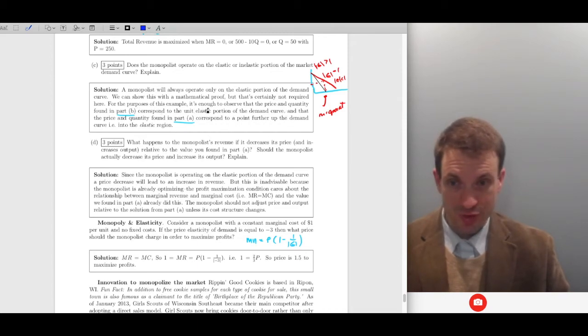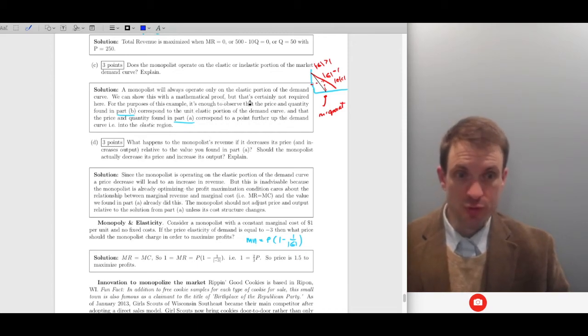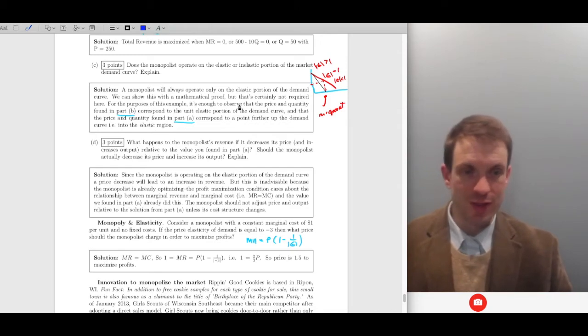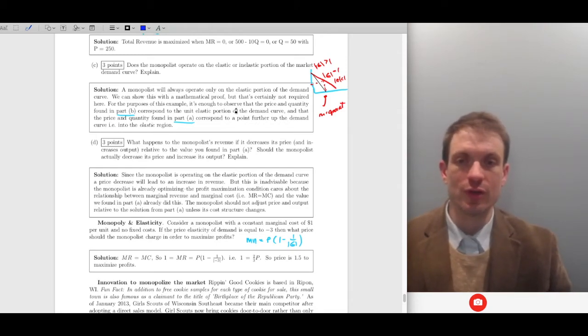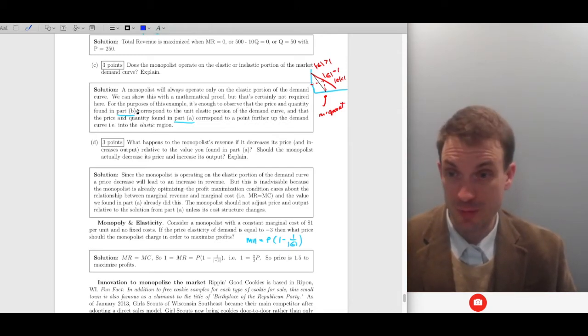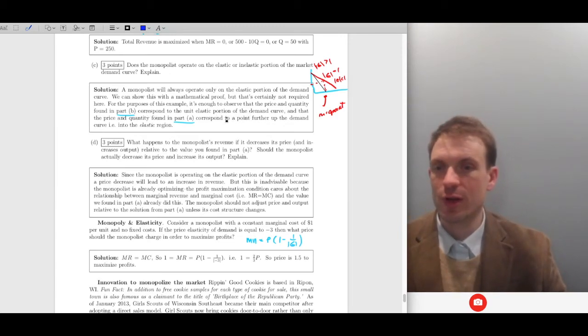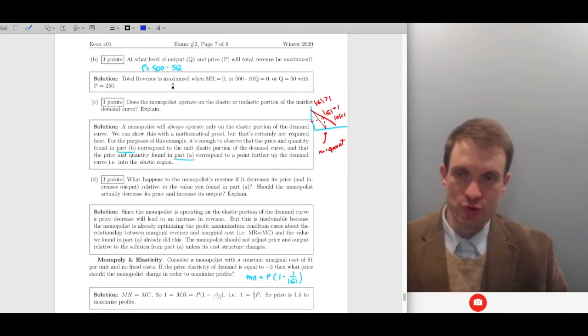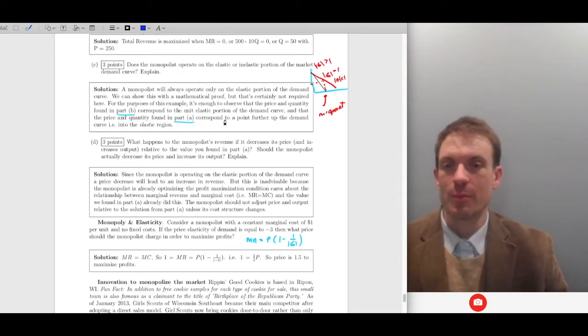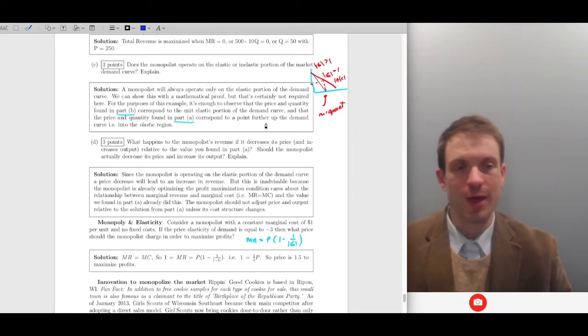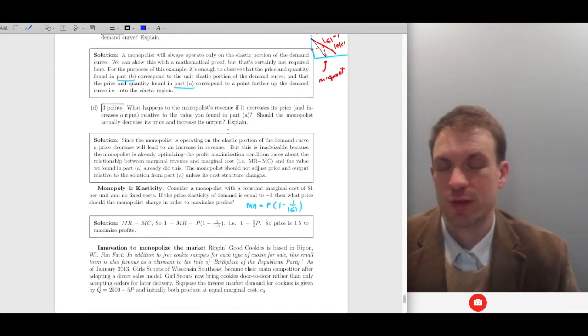I said for the purposes of this example, we don't need to prove that they only produce on the elastic portion. Here, we only need to observe that the price and quantity we found in Part B corresponded to the unit elastic portion. Part B was the unit elastic, that was the revenue portion. And Part A corresponds to a point further up the demand curve. That's exactly how I solved it.